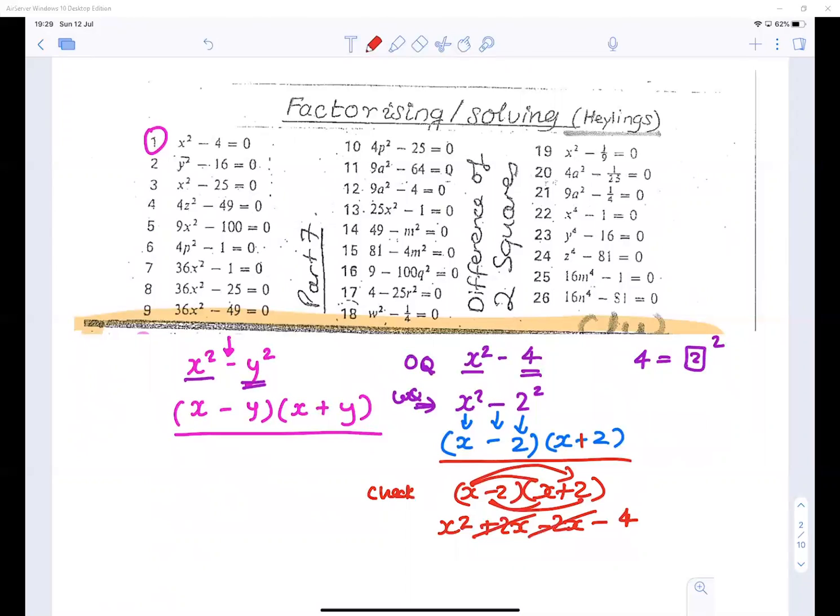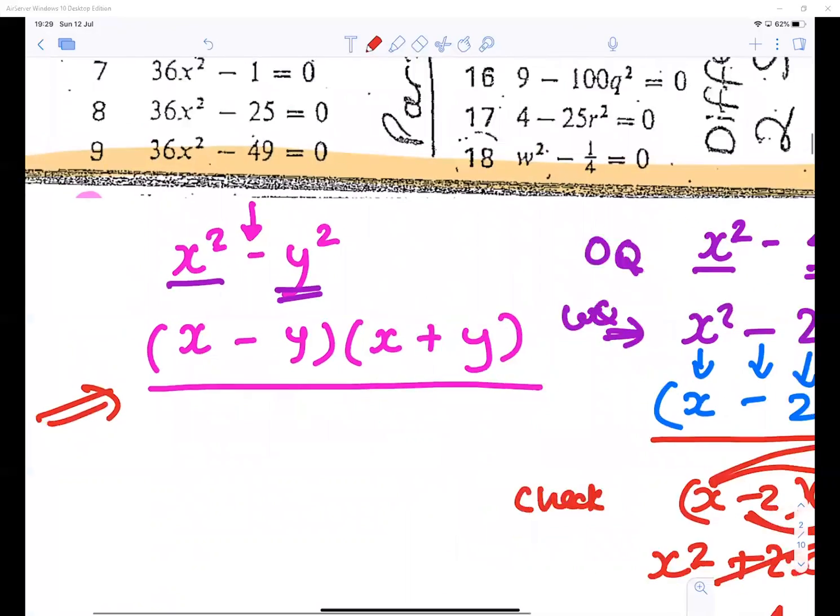So these two give you 0, and we're left with this. So we can see by actually multiplying out our answer, we get back to our question. So that particular method does work, where we convert a difference of 2 squares into a factorized format following this particular format over here. Okay, lovely.